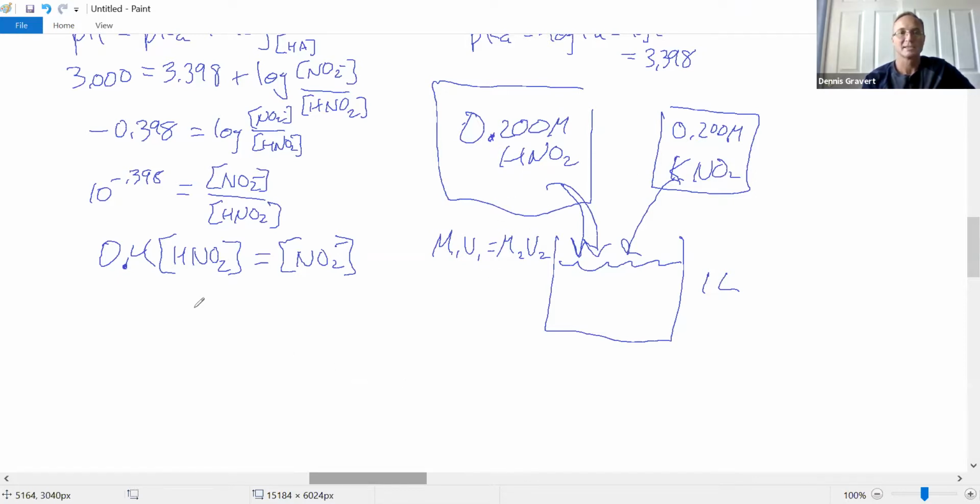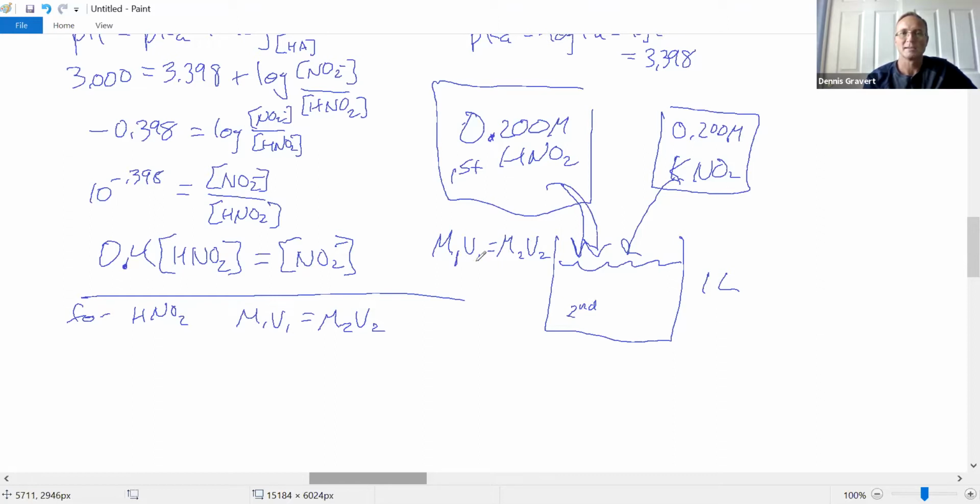So for the HNO2 solution, you start with M1V1 equals M2V2. This is your first solution. This one's your second. So the ones talk about this molecule. What's your concentration of the molecule? The ones talk about this solution. So what's the molarity of this solution? It's 0.2. So M1 is 0.200. How much did you take of the solution? I don't know. That's what I want to find out. And then what do you end up with? I don't know. That's what I want to find out.